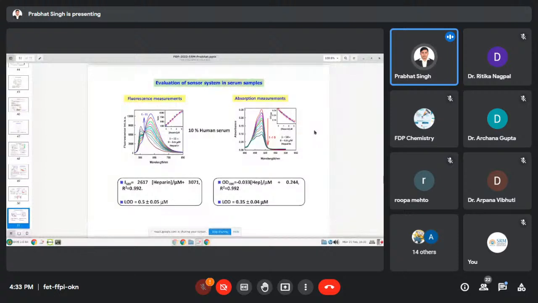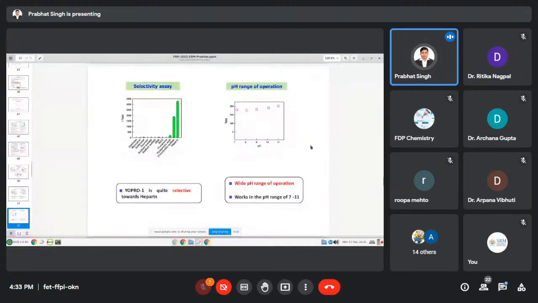So see, we have increased the charge from monocationic to dicationic, and now we see some improvement in the performance in the serum matrix. So we could now work to 10% of human serum. So we were kind of happy with the result, and then we thought, okay, that gives us a way forward, and now we can probably do something better.